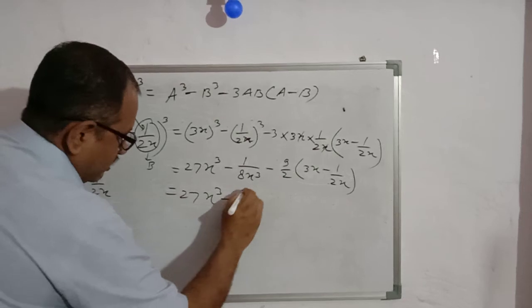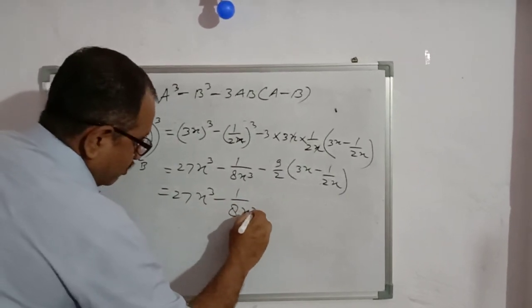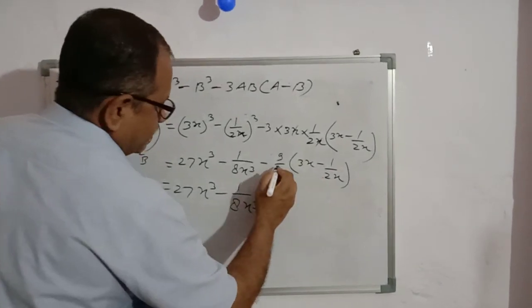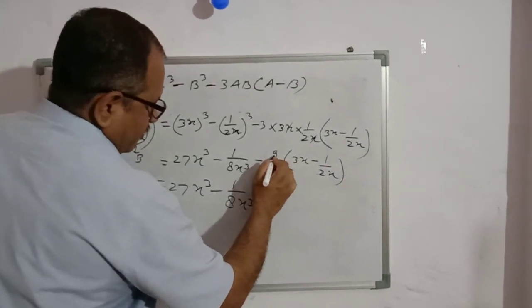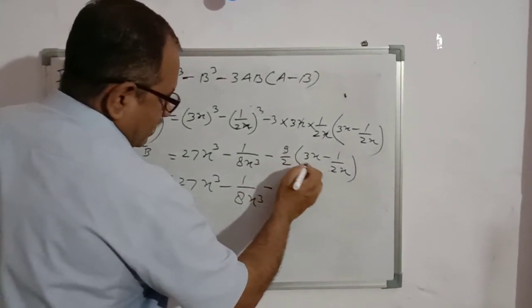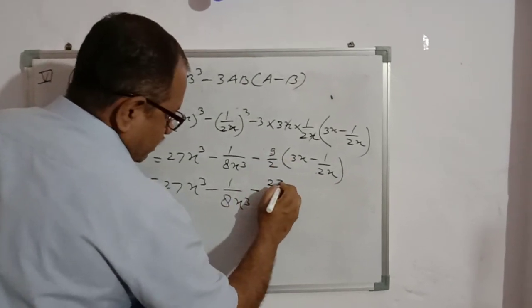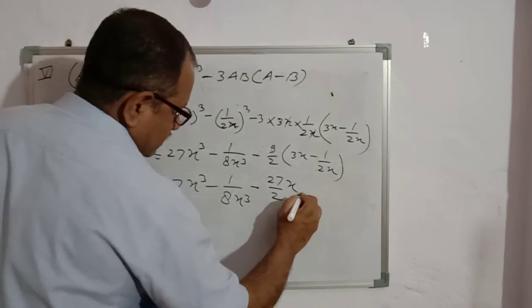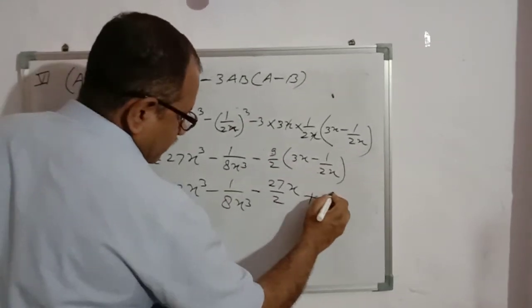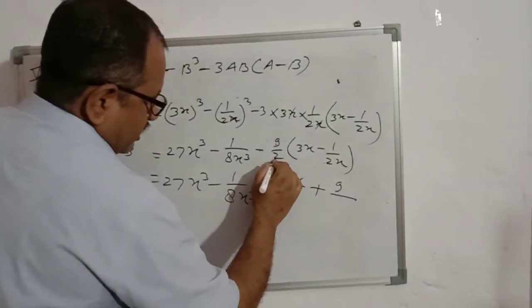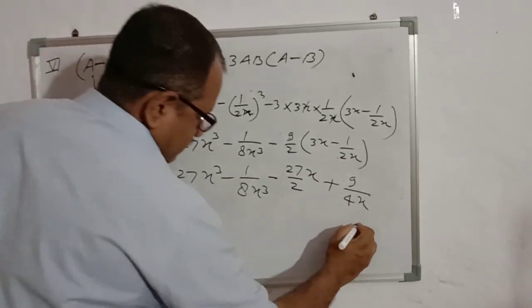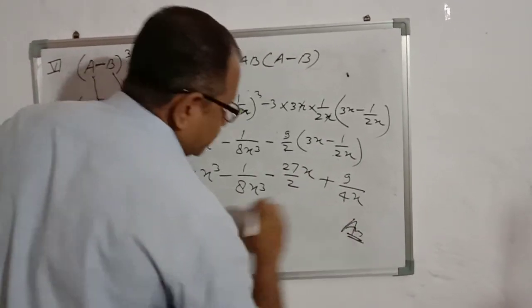27x cube minus 1 by 8x cube minus, we will open it, multiply this bracket. So 9 into 3, numerator multiplied by numerator, denominator by denominator. 9 into 3, 27 by 2 x, minus into minus plus, 9 into 1, 9, 2 into 2, 4, into x. This is the final answer.